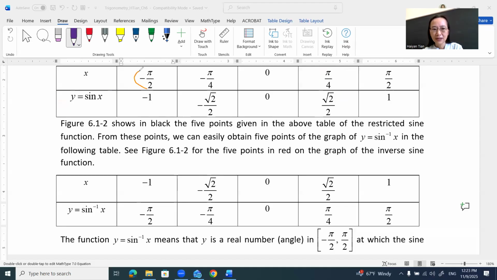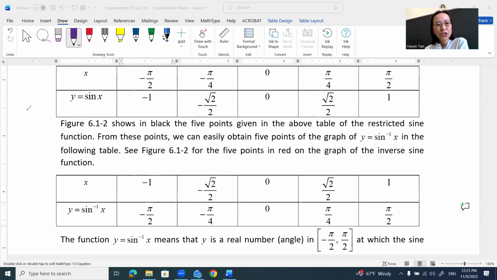And those points are in the range from negative half of pi to positive half of pi. And then remember, if (A, B) is a point on the sine curve, then (B, A) must be a point on the inverse. That means if I put -1 into the inverse function, then the inverse function will take the value negative half of pi.